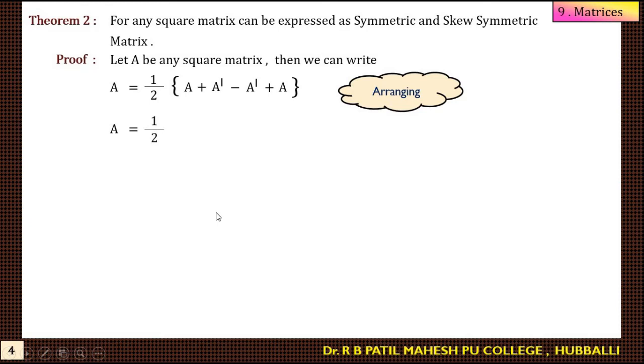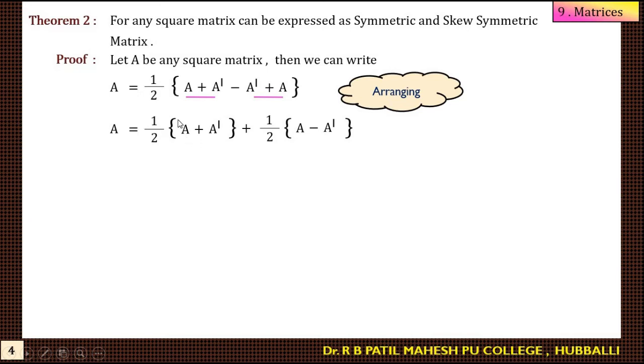Now on the right side, I take half into only these two terms, that is A plus A dash, and next half for this second term, that is A minus A dash. See, minus A dash plus A is nothing but A minus A dash, both are the same, and half is split here. For this term half is taken separately, for the second term it is taken separately.